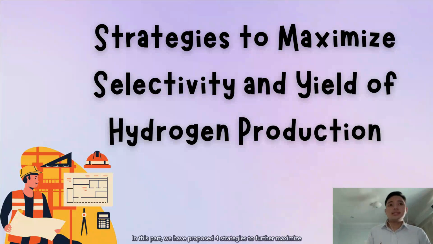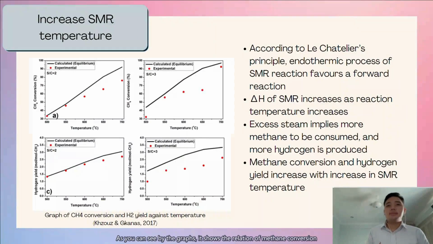Next, we have proposed 4 strategies to further maximize the selectivity and yield of hydrogen. Firstly is to increase the SMR temperature. As you can see by the graph, it shows the relation of methane conversion and hydrogen yield with respect to temperature. As the temperature increases, methane conversion and hydrogen yield also increase. This is because SMR is an endothermic process, meaning that it absorbs heat and it favors the forward reaction. This also means that delta H of SMR increases as the reaction temperature increases.